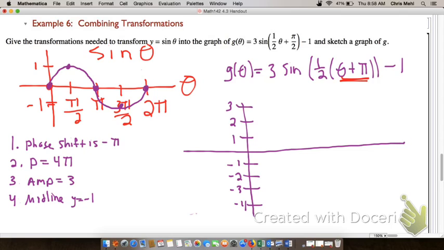Since your phase shift is minus pi, I will start by labeling minus pi on the negative theta axis. If I go a fourth of the period, I get to 0. Another fourth of the period brings me to pi. Another fourth brings me to 2 pi. And finally, a full way through the period, starting at minus pi, will bring me to 3 pi. I will sketch in my midline at y equals negative 1. That gives me the middle value of the function.